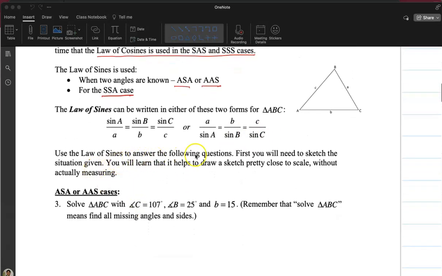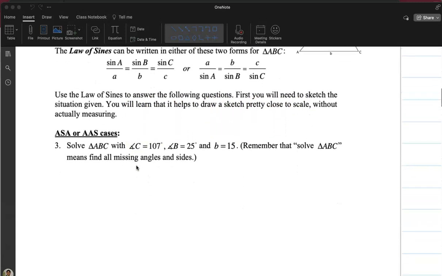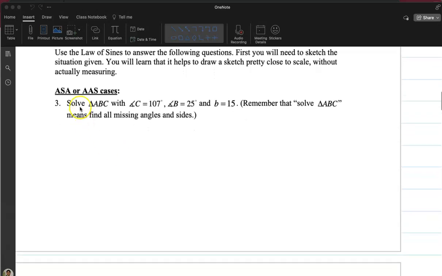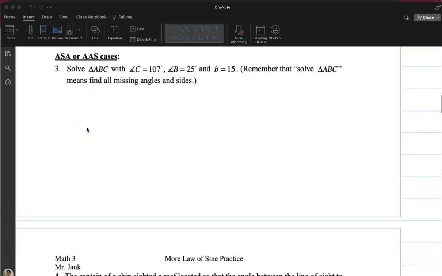Use the law of sines to answer the following questions. First, you need to sketch the situation given. You will learn that it helps to draw a sketch pretty close to scale without actually measuring. Now solve. What do you mean by solve? Find the remaining sides and the angles. All the missing sides and angles you need to find.